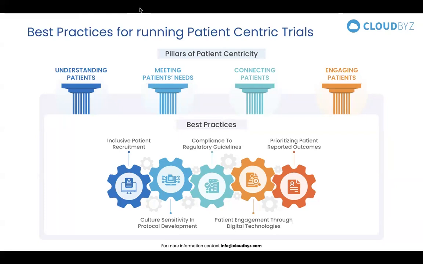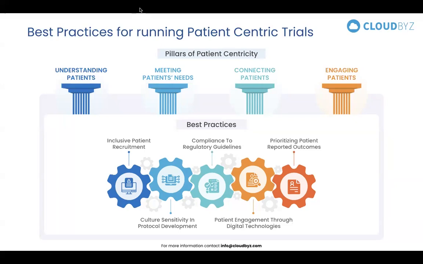Well, patient-centric trials as a topic of discussion has been around for quite some time now. But what do we really mean by it? Patient-centric trials, as the name suggests, put the patient at the center of the trial design and every aspect of it. Quite rightly so, since they are its most important stakeholder. It prioritizes the preferences and the experiences of patients throughout the clinical research process. Achieving patient centricity involves four pillars, which are understanding the patients, meeting their needs, connecting with them, and finally engaging with them.